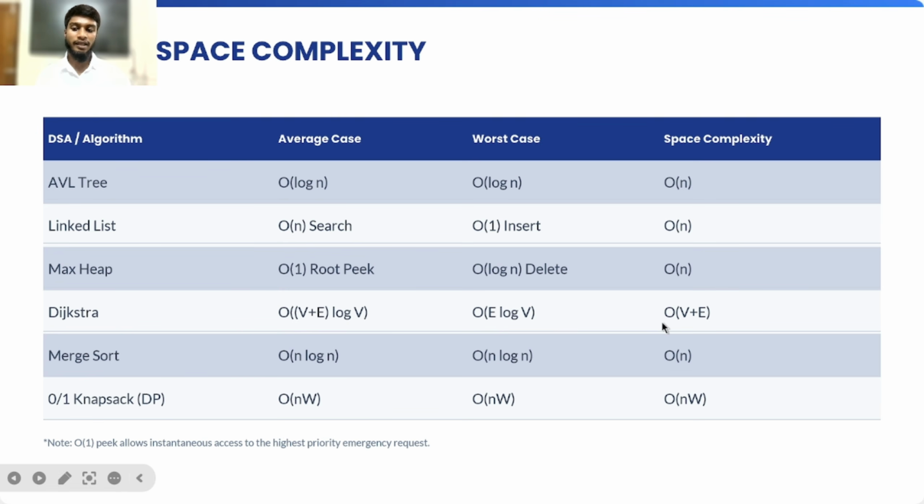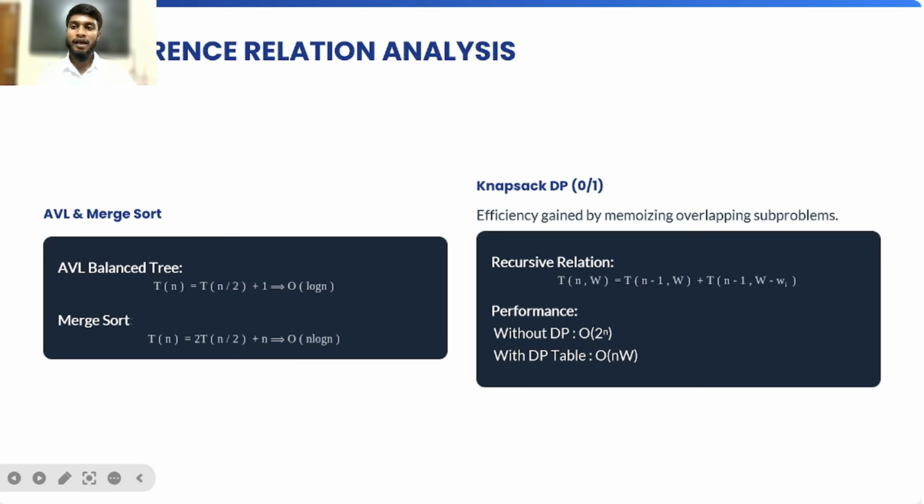Big O V plus E. Merge sort: average case Big O n log n, worst case Big O n log n, space complexity Big O n. Knapsack: average case Big O nW, worst case Big O nW, space complexity Big O nW. AVL is used for shelter search, linked list for victim information, max heap for highest priority request, Dijkstra's algorithm for the safest route, and knapsack for resource efficiency. The next slide shows recurrence relation analysis.